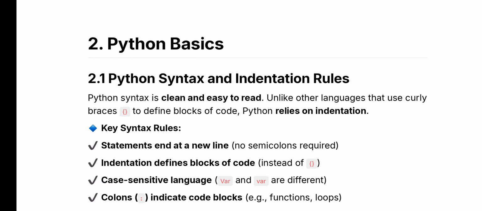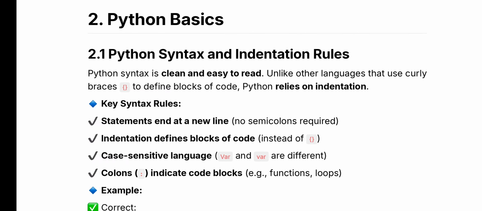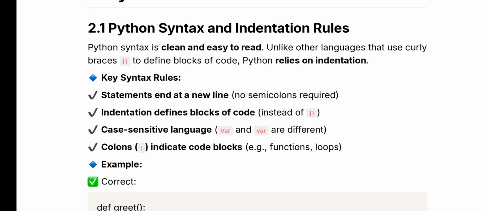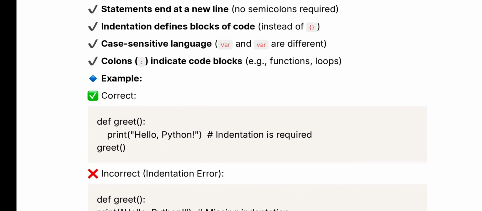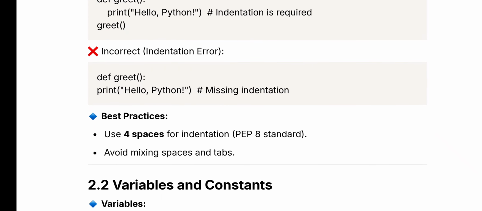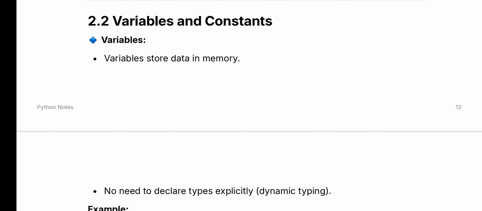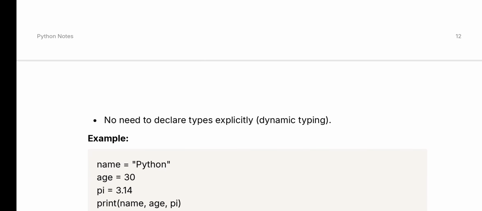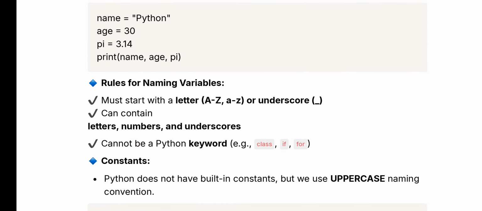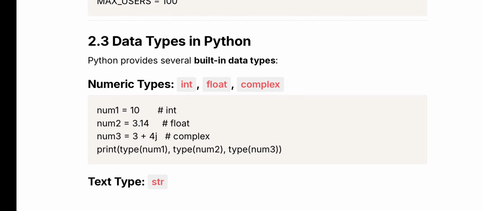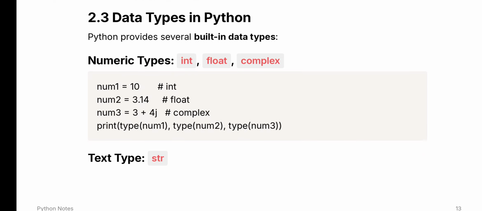In the next section we have talked about the Python basics related to Python syntax and indentation rules. And in the next section we have discussed variables and constants. And then we have discussed the data types in Python.